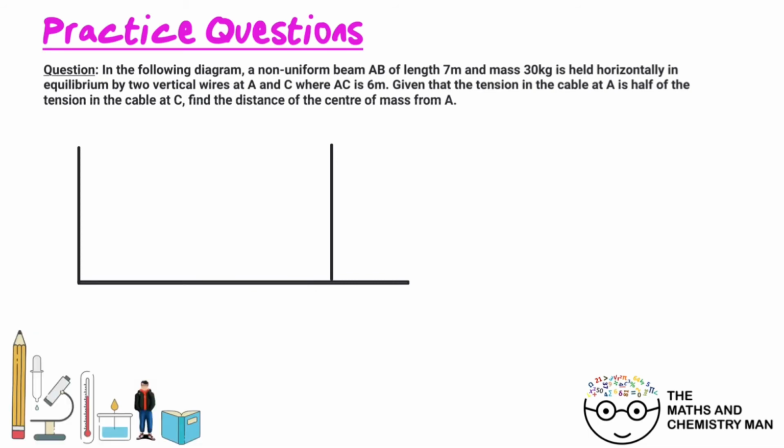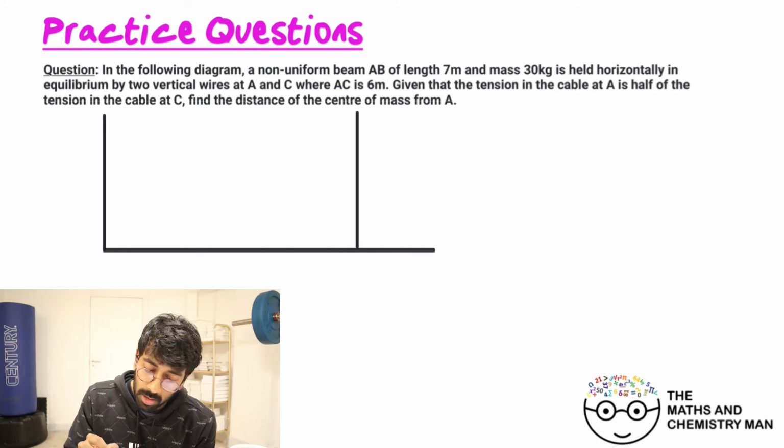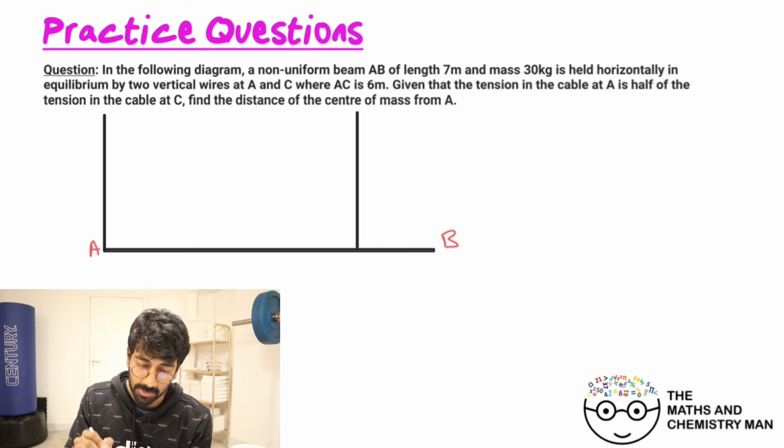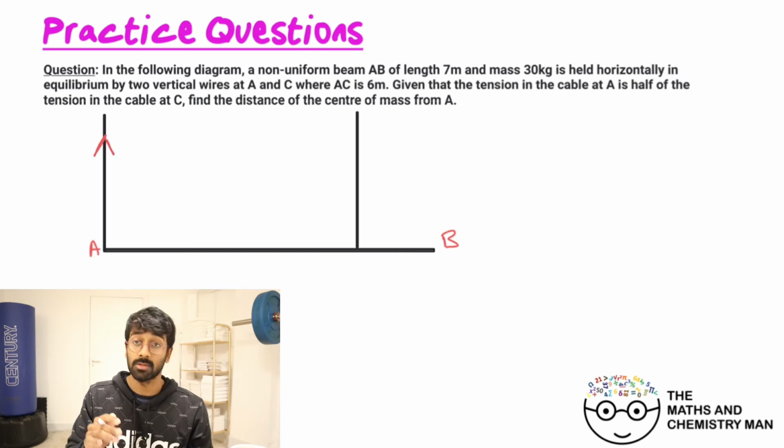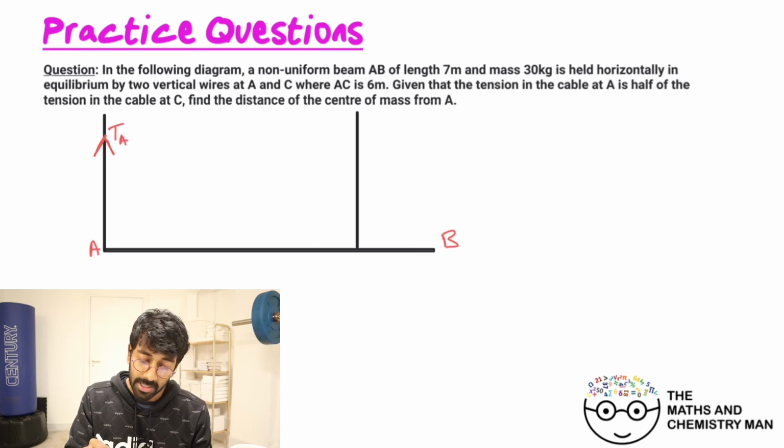Okay, let's roll. Now, we've got a non-uniform beam AB, so hopefully you labeled this as A, this is B. It's got a length of 7 meters, so the whole thing is 7. I'm just going to hold fire there for a second. And it's held horizontally in equilibrium by 2 vertical wires at A and C. So obviously this wire here is at A, and what the wire has, remember, is tension, right? So tension upwards, we'll call that tension at A, and then the other wire is at C. So we'll say this is C, and this here is going to be tension at C.